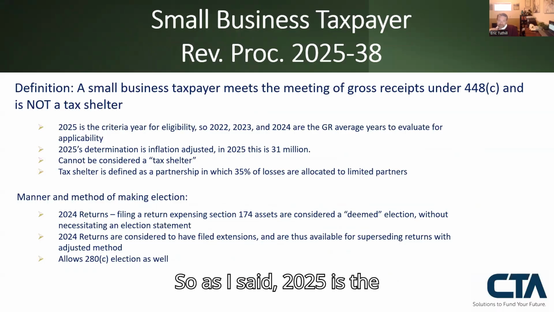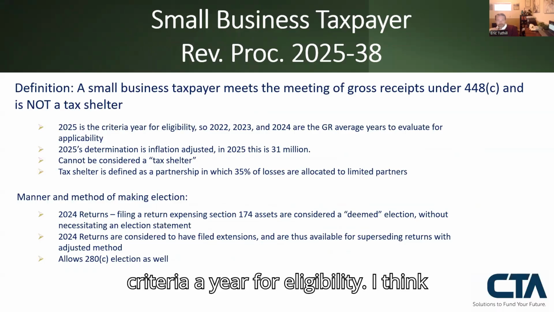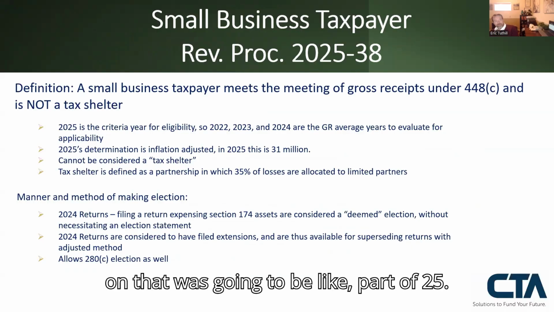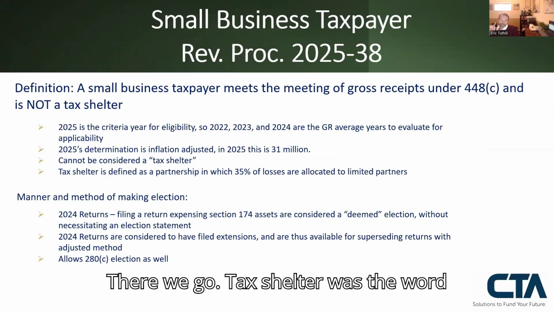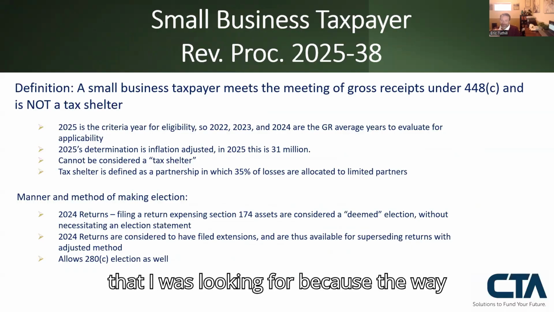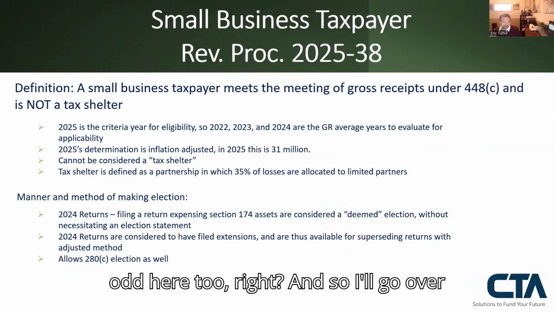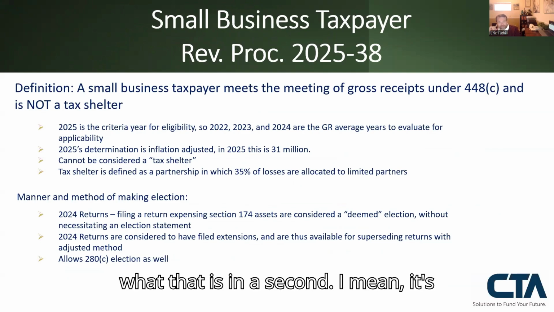So as I said, 2025 is the criteria year for eligibility. And I think one of the original readings that I had on that was it was going to be part of 25. There we go. Tax shelter was the word that I was looking for, because the way that they define tax shelter is a little odd here too, right? And so I'll go over what that is in a second.